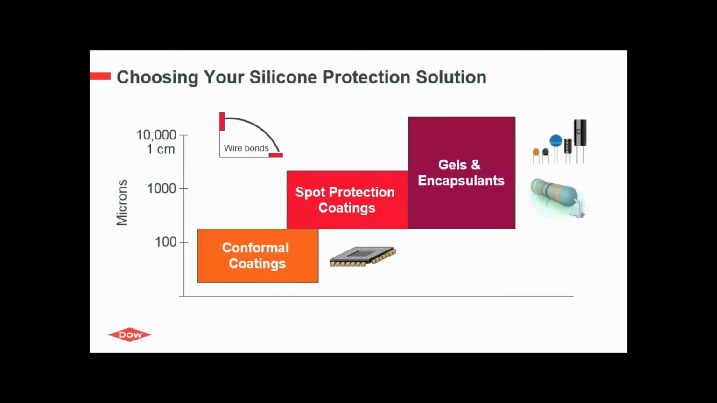So this graph in a nutshell shows you which material to choose for your application. In case you have a very flat board design which requires only a very thin protecting layer, you may choose a conformal coating. In case you have some taller components on your board, this may require a so-called spot protection coating. These materials have an increased viscosity compared to conformal coatings and can build up higher to be more able to protect these taller components.